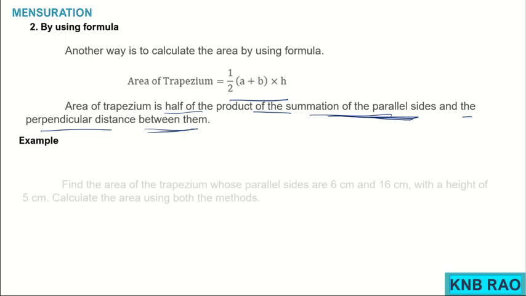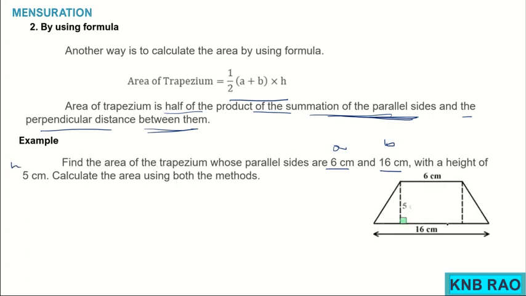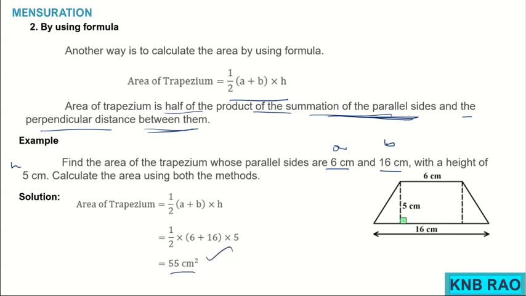For example, find the area of a trapezium whose parallel sides are 6 cm and 16 cm. That means A is 6, B is 16 and height H is 5. Just substituting it. So here is the figure: 6 centimeter, 16 centimeter, height is 5 centimeter. Solution is half into (a plus b) into h, half into (6 plus 16) into h, 6 plus 16 is 22, half into 22 is 11, 11 fives are 55 centimeter square.